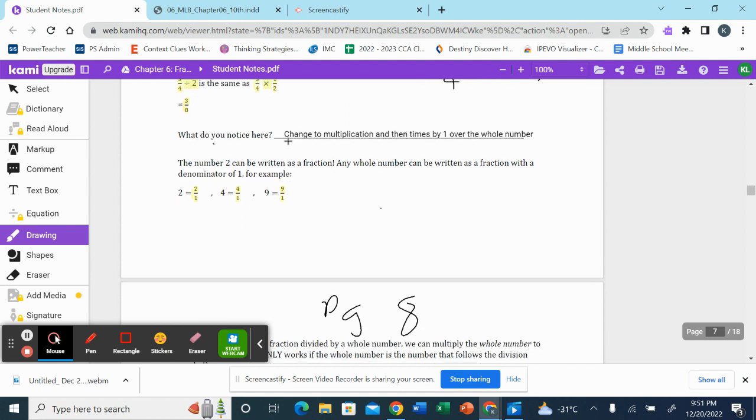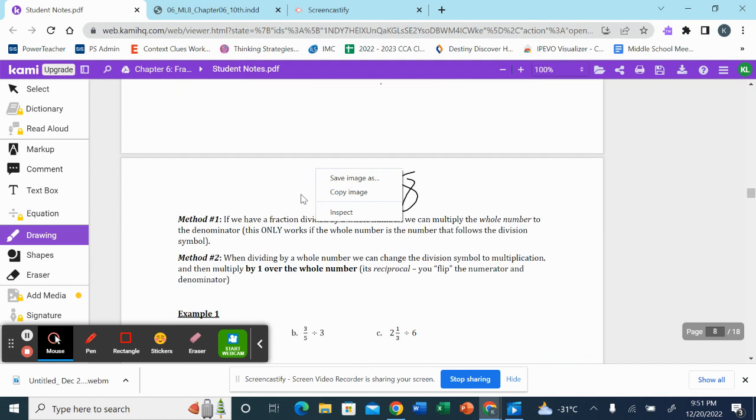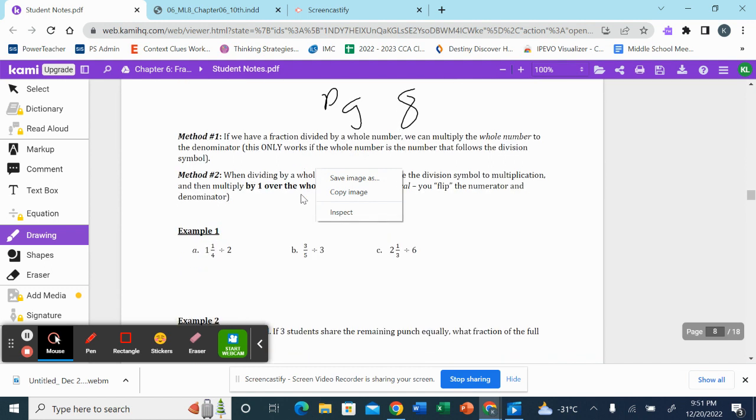So what do you notice here? We're going to change to multiplication and then times by 1 over the whole number. So it's called flipping the reciprocal. Any number can be written as a fraction. The number 2 can be written as a fraction. Any whole number can. So 2 is the same as saying 2 over 1, because 2 divided by 1 equals 2. 4 is 4 over 1. 9 over 1. Any whole number is just over 1, because any number divided by 1 is going to be that number. Moving on to new learning, page 8.